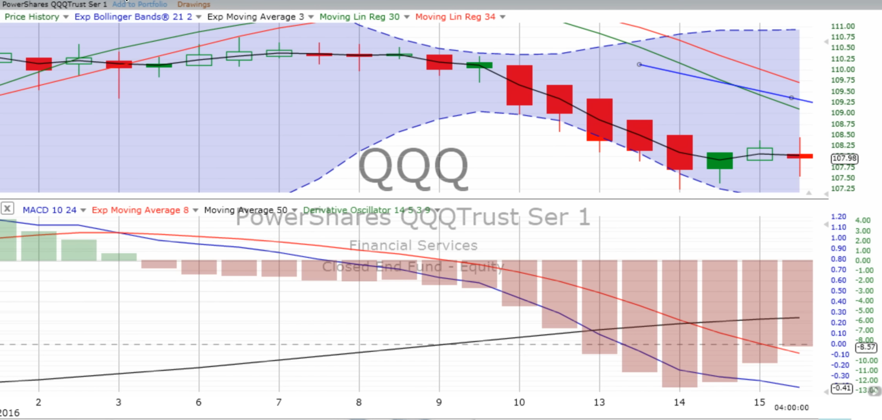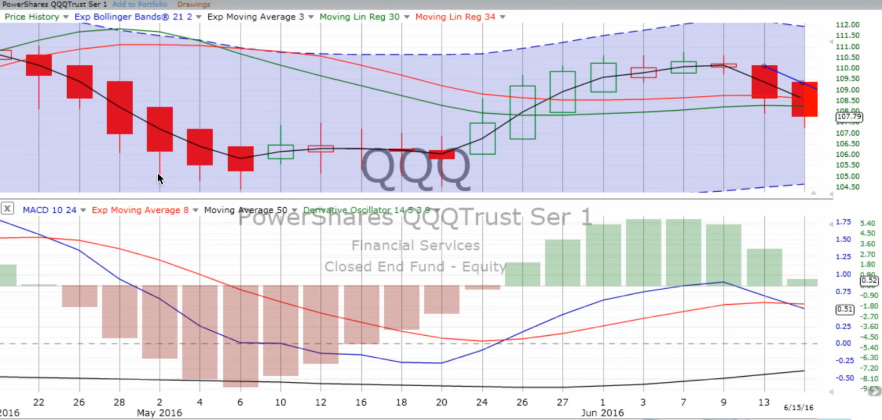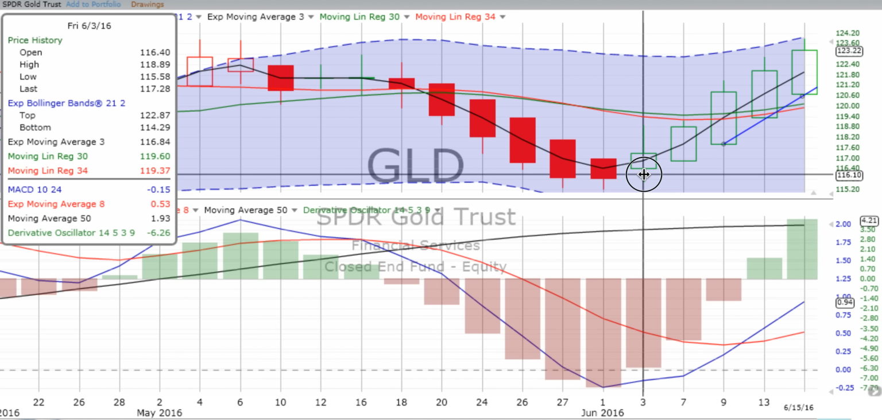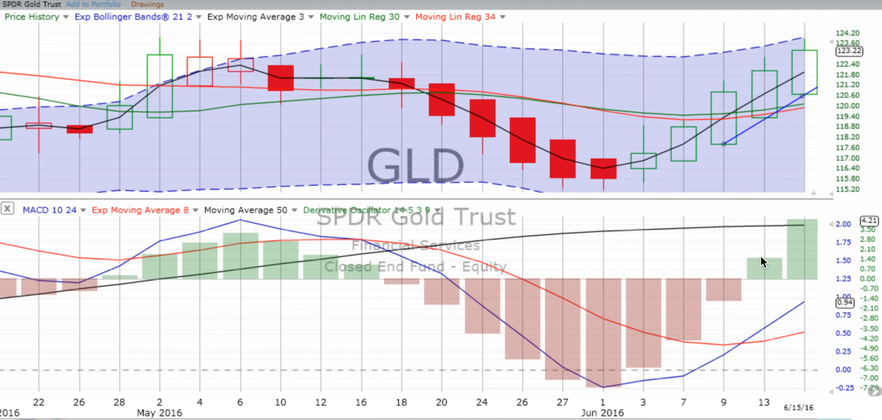All right, lastly, after doing the total market, the S&P 500, the NASDAQ 100, what do we always do? We look at gold. Gold was up 0.74% for the day. Gold has been jamming up since the 3rd of June, crossed over going up on the 13th. At the same time, this is what we like to see. We like to see the MACD and the derivative oscillator flip over at the same time, which they did on the 13th. And they've continued to move up.